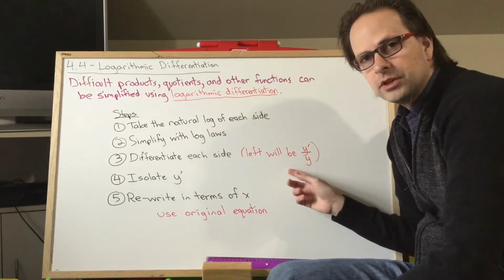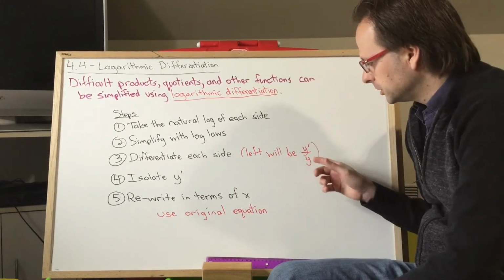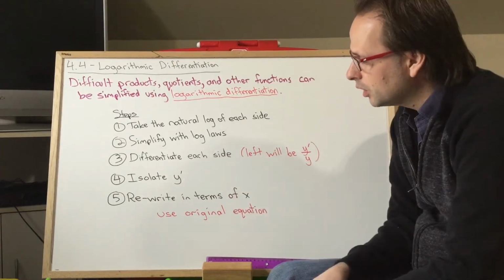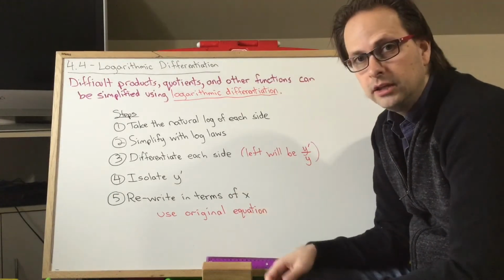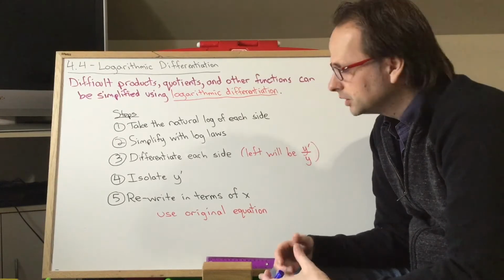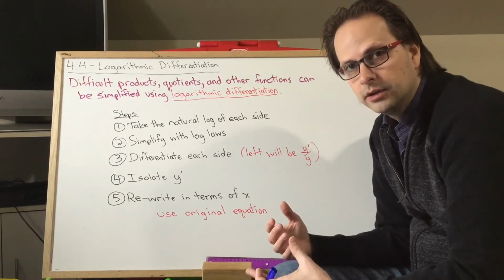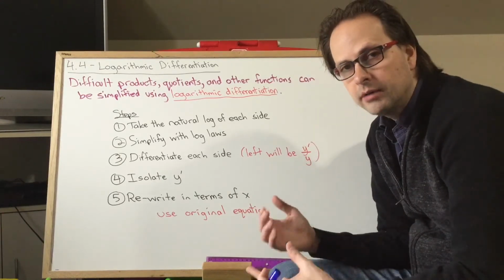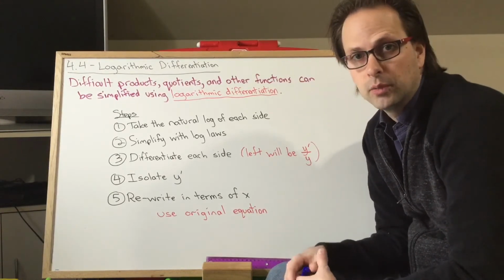When you do that, the left side is going to be y prime over y, because it'll be original on the bottom, derivative on the top. You'll isolate y prime, and then finally you'll just rewrite in terms of x, because your answer will have a y in it until you sub back in from the original equation. So having those steps in front of us, let's try another one.